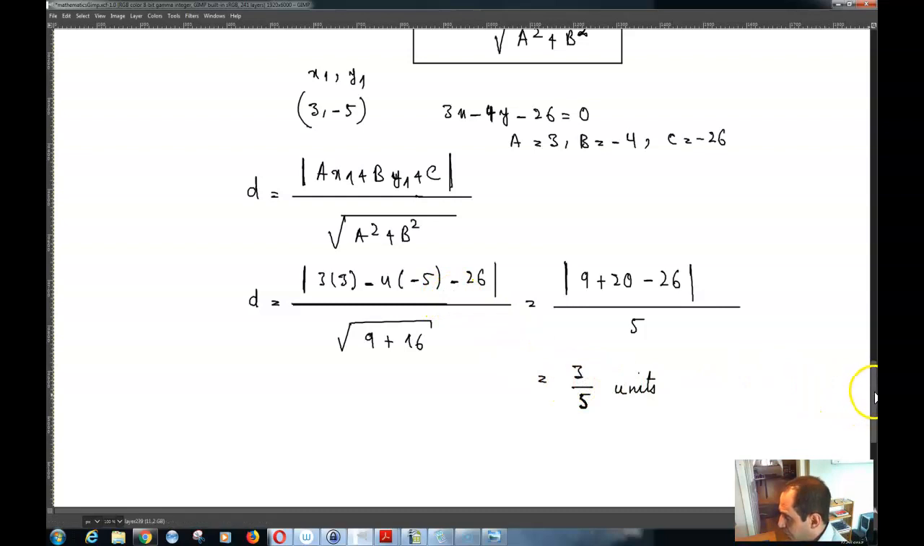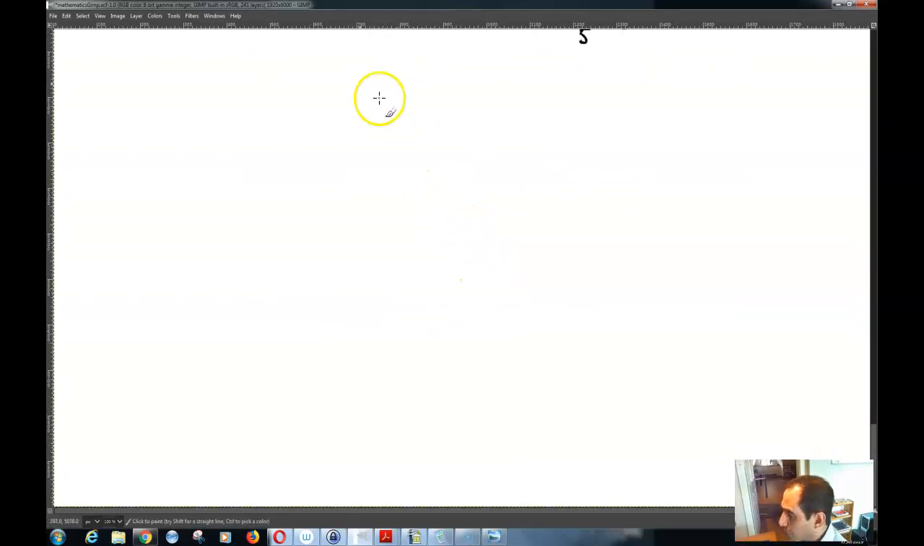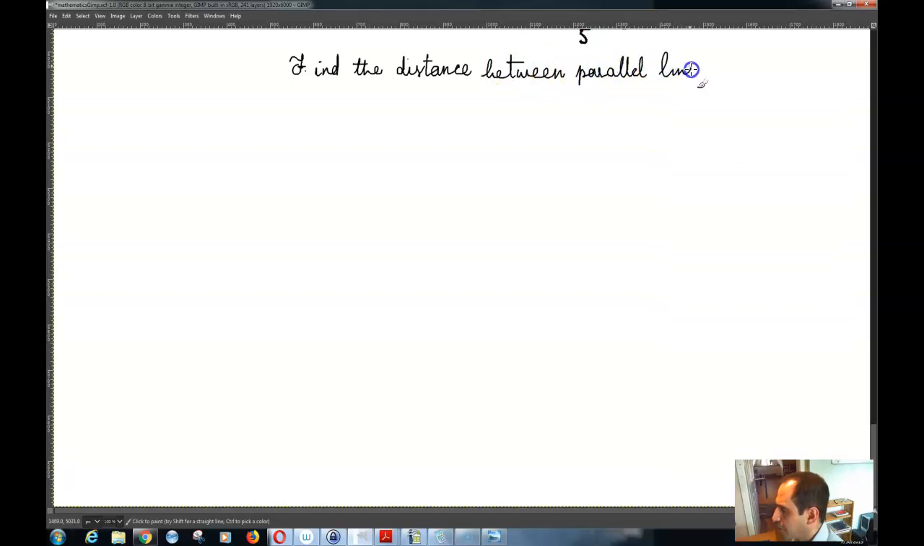And then as another example, you want to find the distance between the parallel lines 3x minus 4y plus 7 is equal to 0, and 3x minus 4y plus 5 is equal to 0.